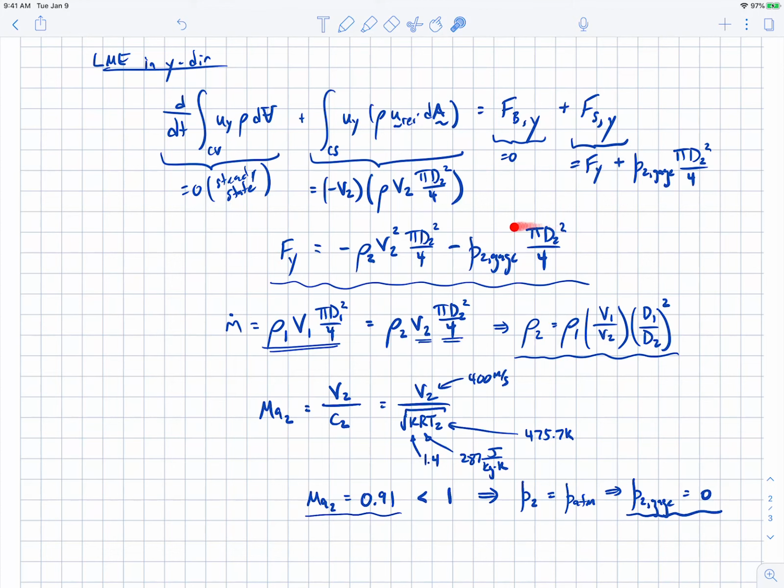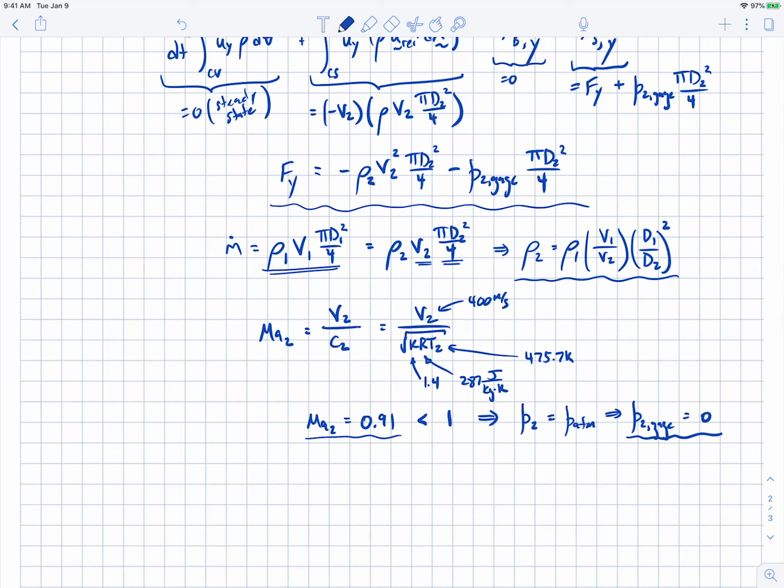So this term right up here will just disappear. We don't have to worry about it. And then we can go ahead and plug in the numbers for that. And what you'll get is Fy will come out to be minus 9.64 kilonewtons when you plug in the numbers.